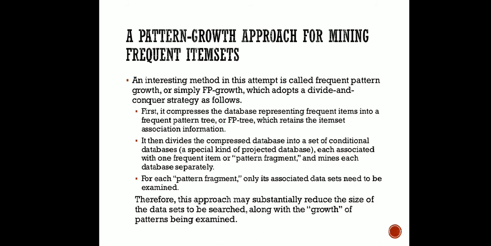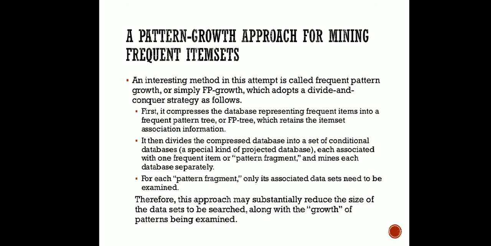I'm just reading out the total steps that FP growth is going to follow, but I think it will be clearer when we see the example. It follows a divide and conquer strategy. First, it is going to compress the database representing frequent items into the frequent pattern tree, or FP tree. We will see a tree-like structure there, where frequent item sets will be represented.